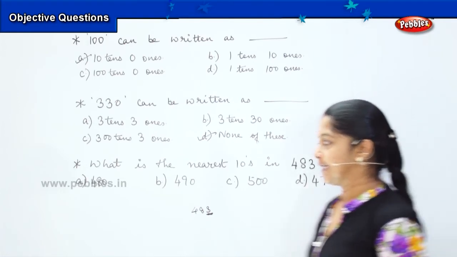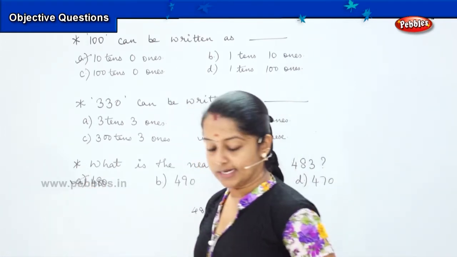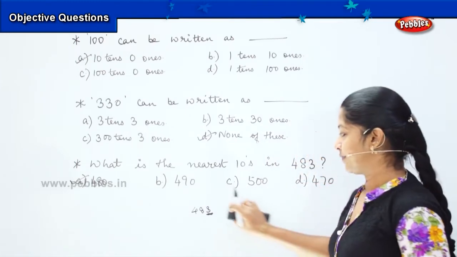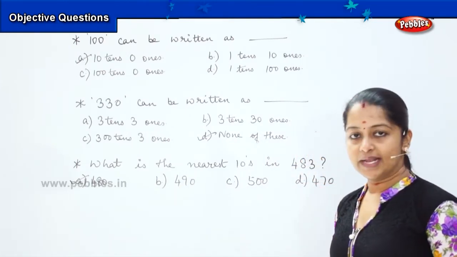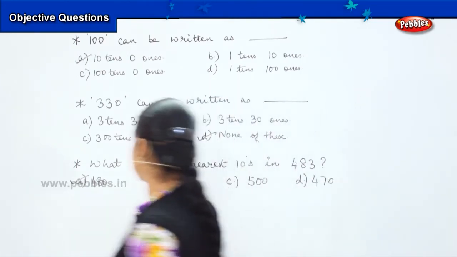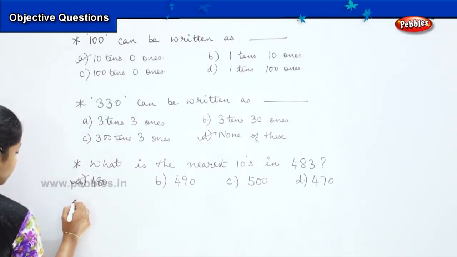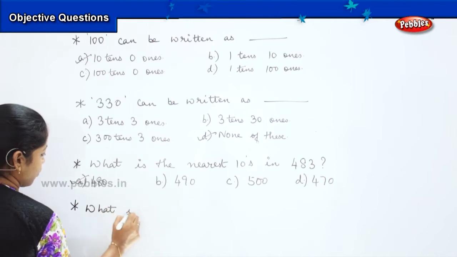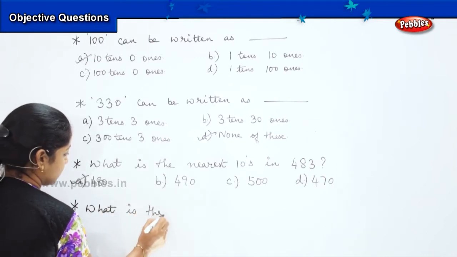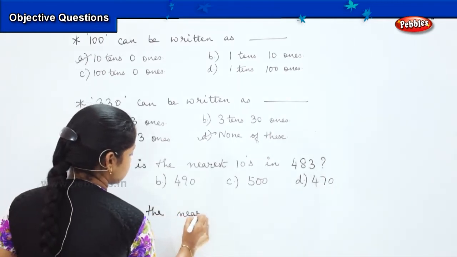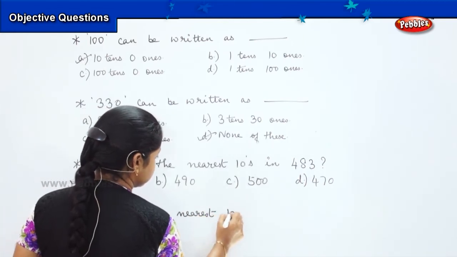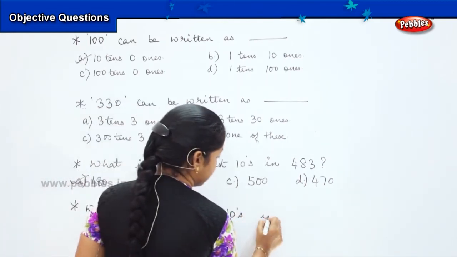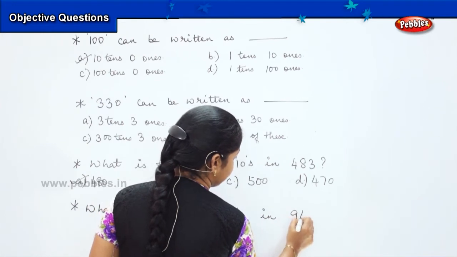You got it correct. It is option A, which is 480. Okay. Are you clear? Shall we do the next one? Yes. So my next question says, what is the nearest tens in 94?